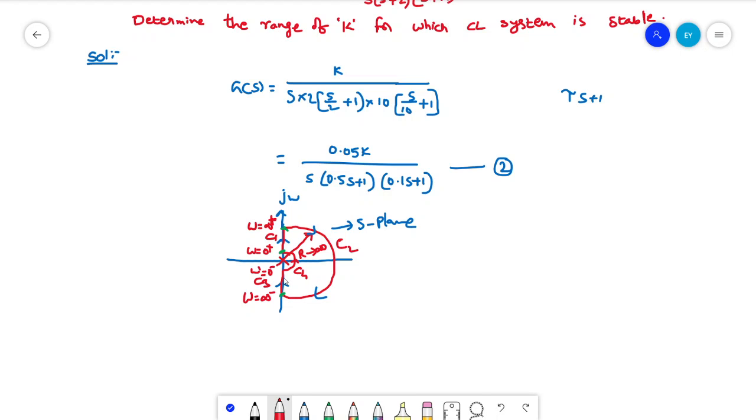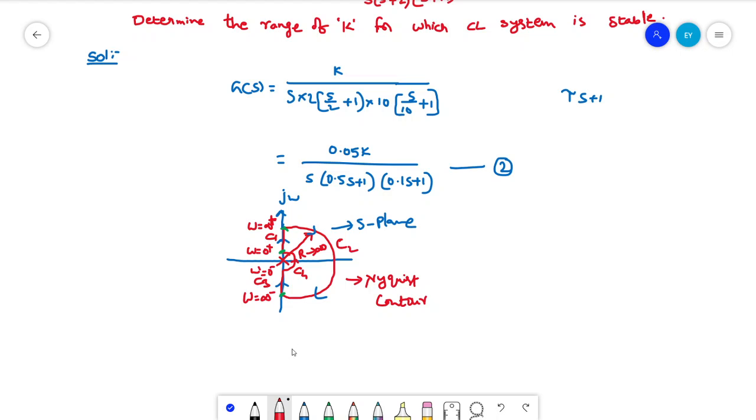So these are the 4 sections. At this point, at the pole, the radius r will be 0, the origin. So this is called the Nyquist contour.